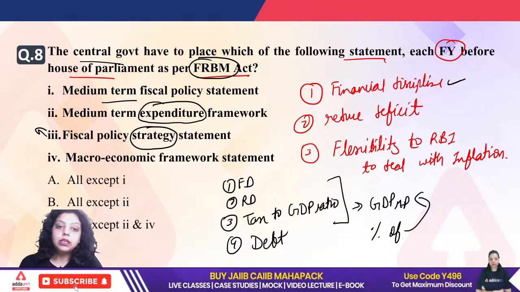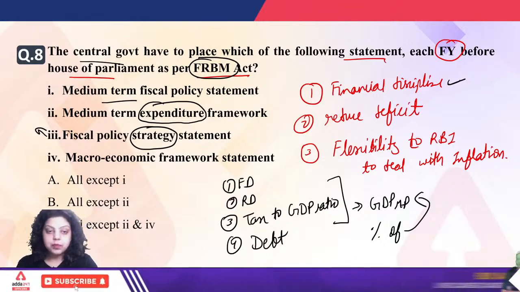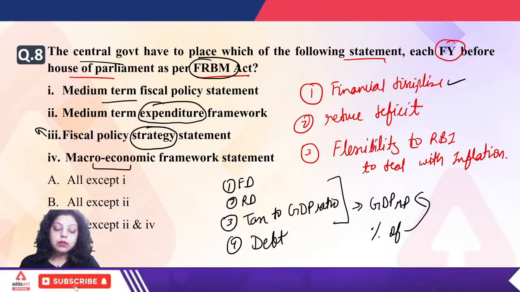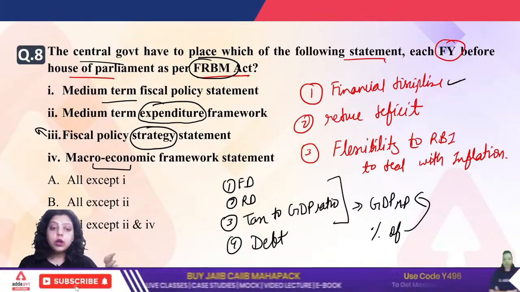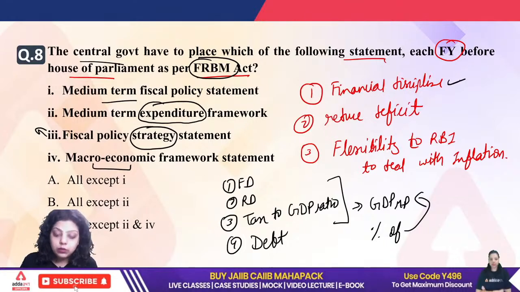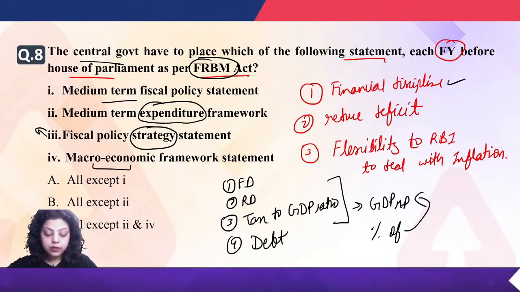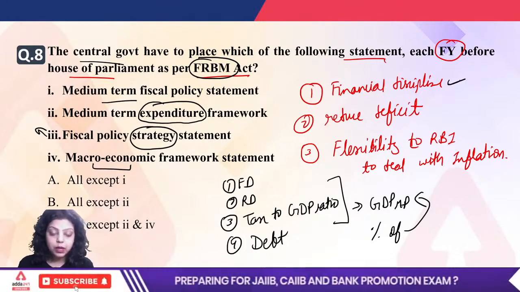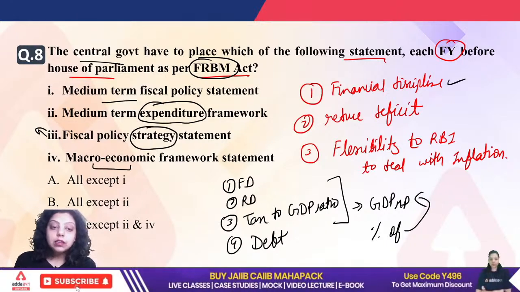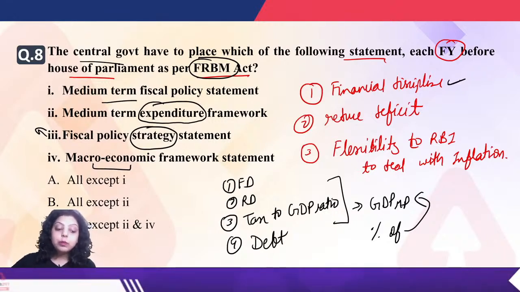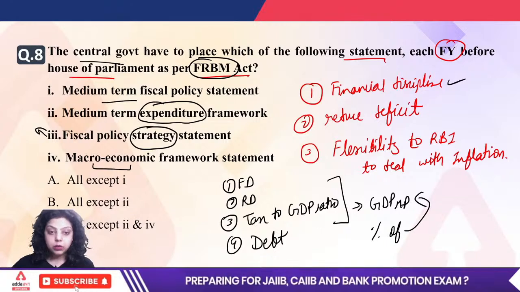That will be told by the government under the fiscal policy strategy statement. And the last, macroeconomic framework statement, in which the government of India has to give the overall strategy of what we are going to do in the whole economy, how we are going to control the aggregate demand or supply of the economy. So these are the 4 statements which have to be presented by the finance minister before presenting the budget in the Parliament. Okay, and the right answer will be your D option.